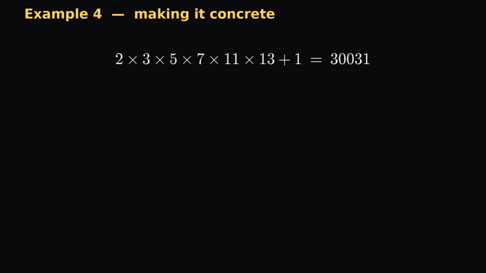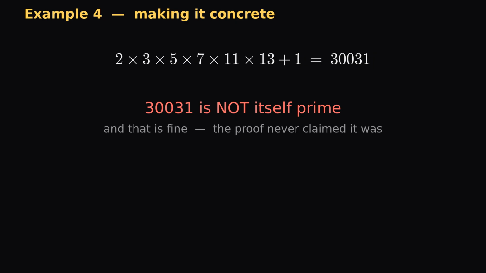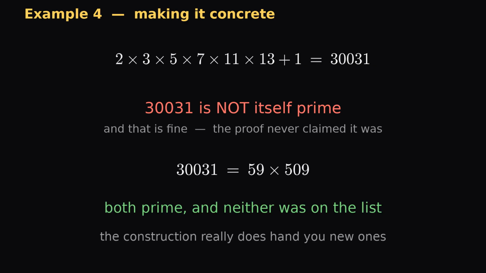And let's make that concrete. 2 times 3 times 5 times 7 times 11 times 13 plus 1 is 30,031. Now 30,031 is not itself prime. It is 59 times 509. And that is fine. That is not what the proof claims. Both of those are primes that were not on the list. The construction really does hand you new ones.